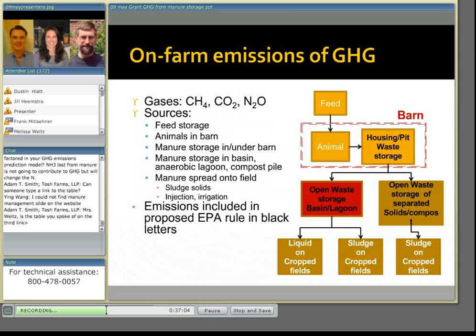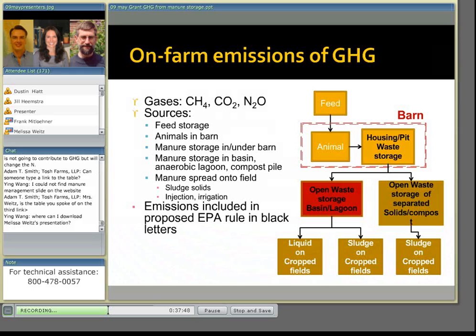To frame the question, and Frank has already framed it in a slightly different slide, our primary sources for greenhouse gases from farms include emissions from the feed, emissions from the fermentation of the animals, the storage of material in the pits or on the bedding of the barns or in the corrals, then open waste storages in basins or lagoons, and the separated solid storage as well. And then ultimately the spreading of that liquid sludge or solids onto the cropped fields.